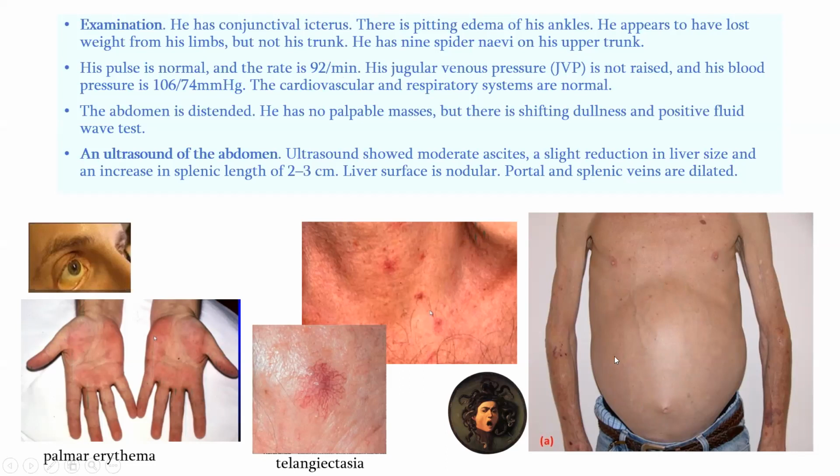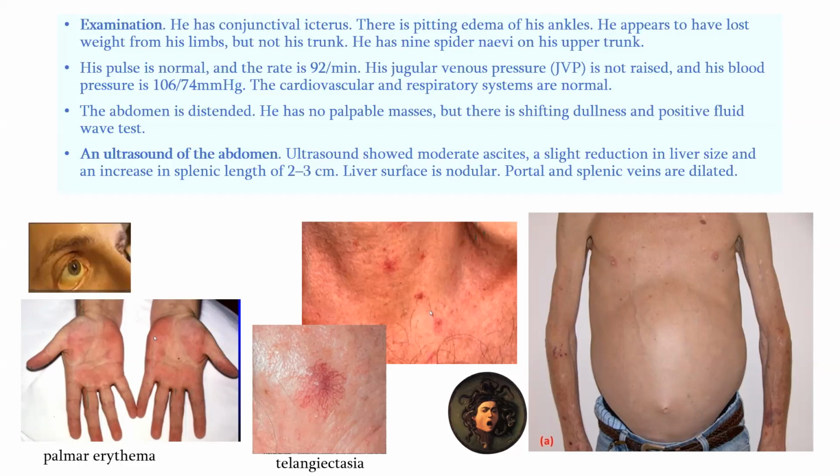On percussion, dullness on the flanks was revealed, and this is shifting dullness. When the patient changes his position, dullness is shifted to the lower part of the abdomen, and there is a positive fluid wave test. It means that there is free fluid in the abdomen, ascites.